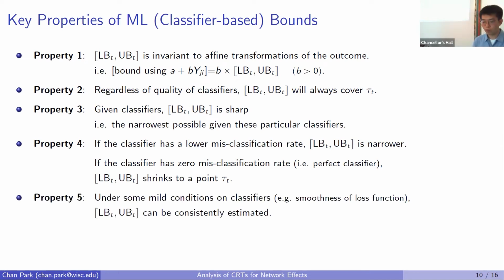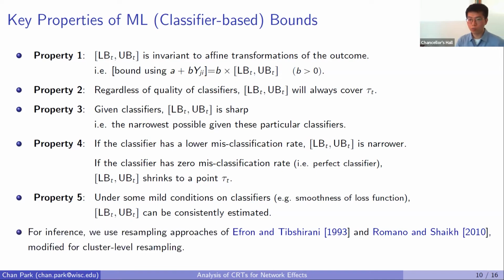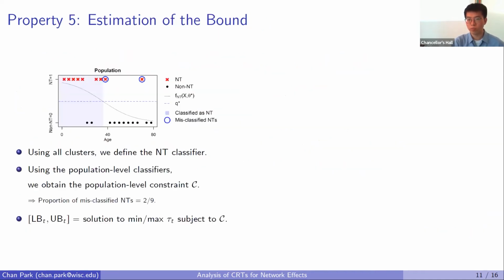And the fifth property is that under some mild conditions on classifiers, such as, for example, if you use a smooth loss function, then this bound can be consistently estimated. And for inference, to construct the uncertainty interval, we use resampling approaches such as bootstrap or subsampling that are modified for cluster level resampling. So I'm going to describe the fifth property very briefly.